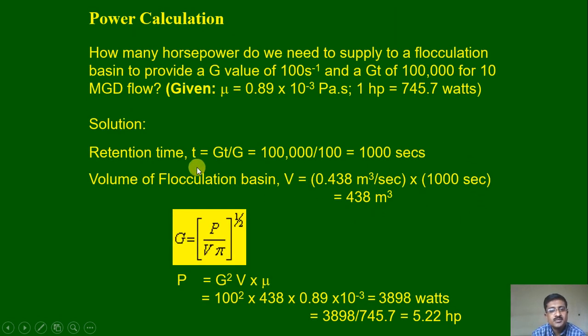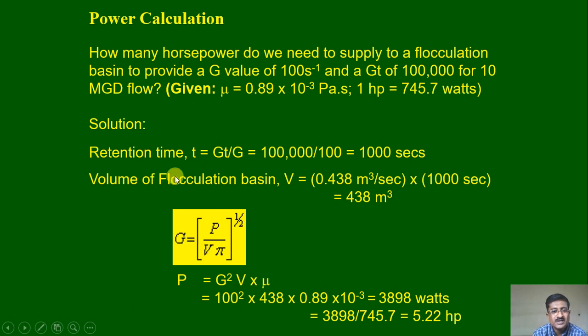Now an example for power calculation has been shown here. How many horsepower do we need to supply to a flocculation basin to provide a G value of 100 per second and a GT that we have just seen, 1 lakh, for a 10 MGD flow? Given mu, the viscosity, is 0.89 into 10 raised to minus 3 Pascal second, and 1 HP is given as 1745.7 watts.